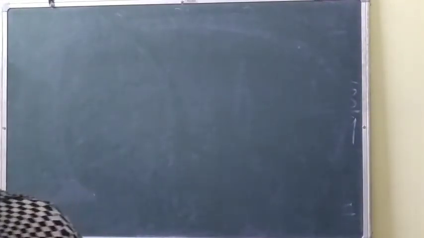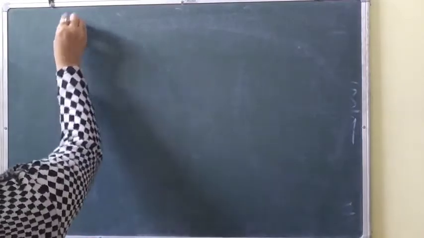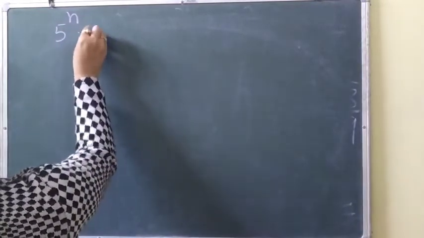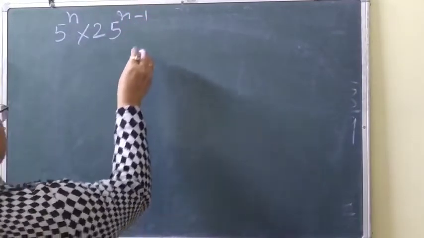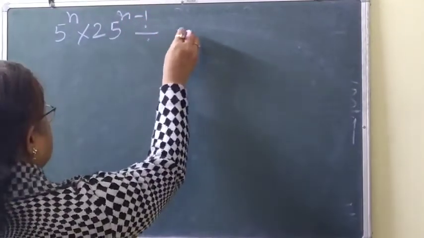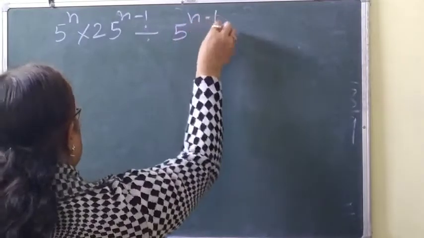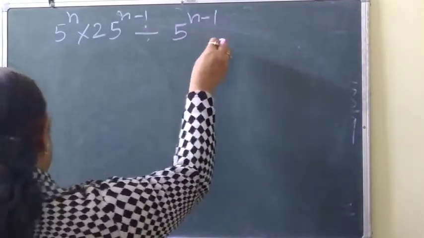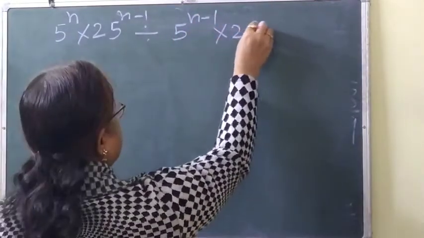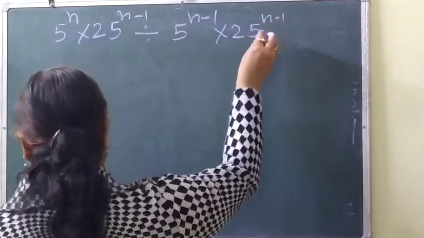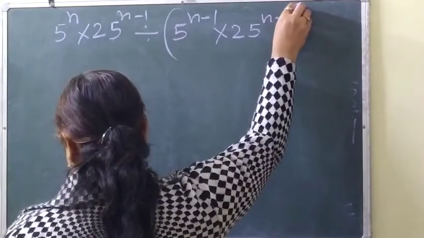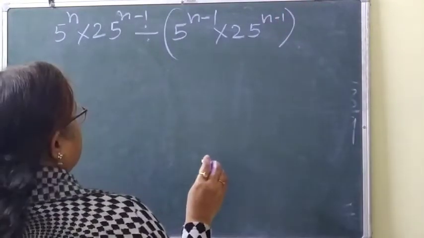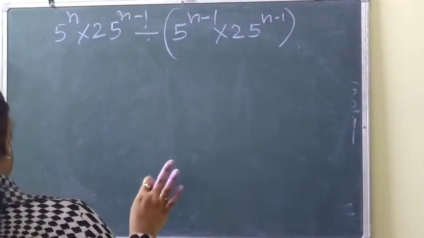Now the next question is 5 to the power n into 25 to the power n minus 1 divided by 5 to the power n minus 1 into 25 to the power n minus 1. And here the whole power is not given. Clear? Simply it is like this.